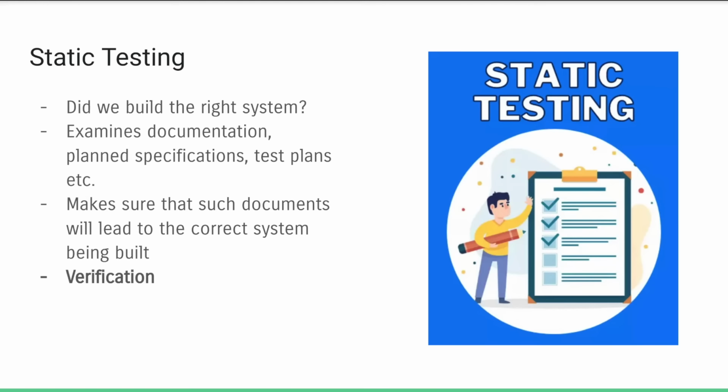So the first type of testing is called static testing. What we're doing here is we're examining documentation, specification, and test plans to make sure that the system that is being planned is the right system. So for example, let's say we want to do static testing on a piece of software that keeps track of patients in a hospital. Static testing would basically be verifying that even before we create the software, all of the plans for that software match what we want, right? So we have plans that take into account all the features and all of the requirements, all the tasks we want that software to be able to complete.